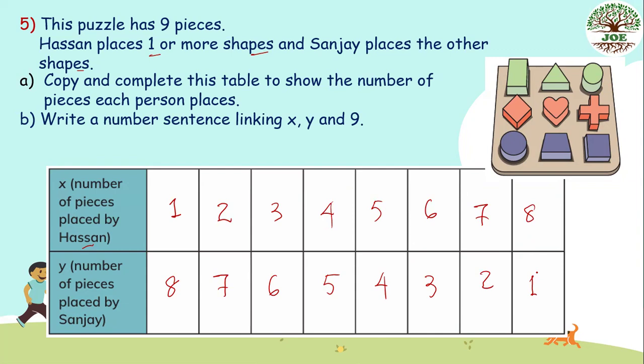So part B, write a number sentence linking x, y, and 9. Altogether, there are 9 pieces. So x plus y must always be 9. x plus y is 9.